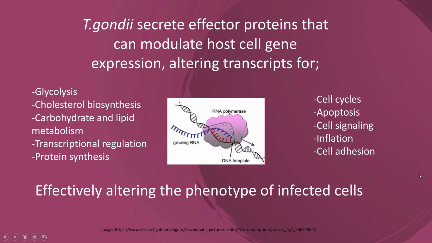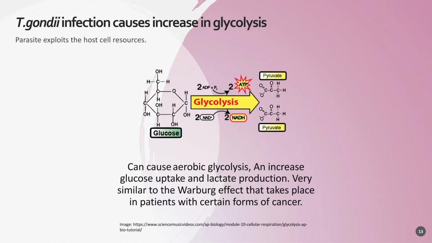T. gondii secrete effector proteins that can modulate host cell gene expression, altering transcriptions for glycolysis, cholesterol biosynthesis, carbohydrate and lipid metabolism, transcriptional regulation, protein synthesis, cell cycles, apoptosis, cell signaling, inflammation, and cell adhesion, effectively altering the phenotype of the infected cell.